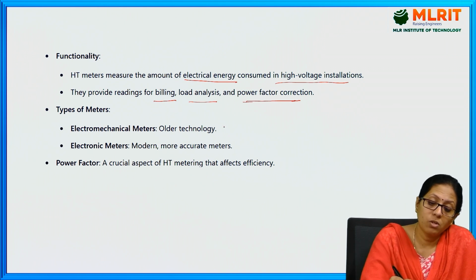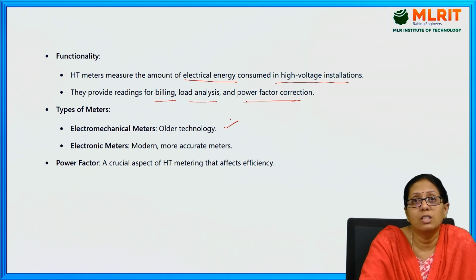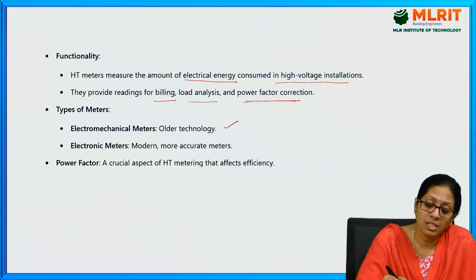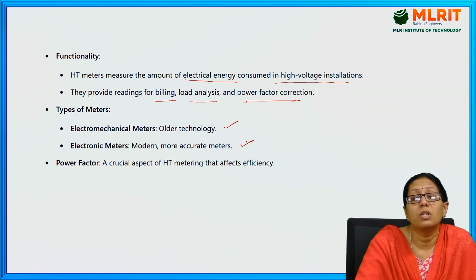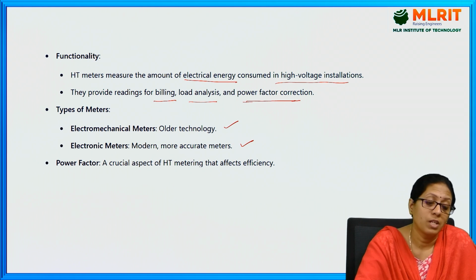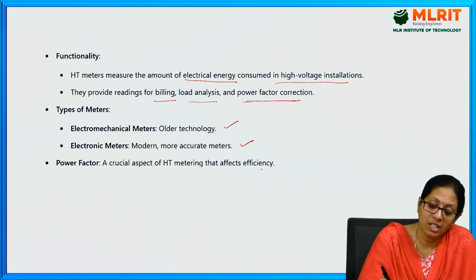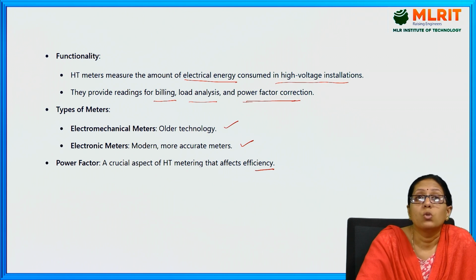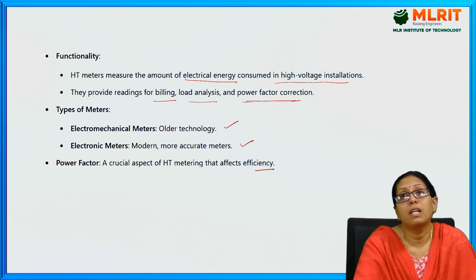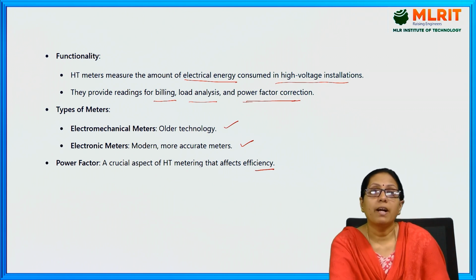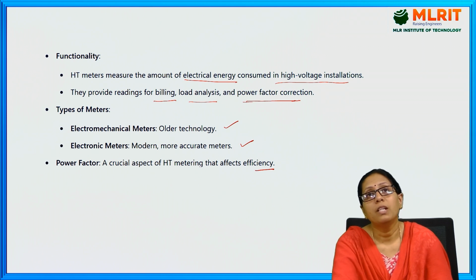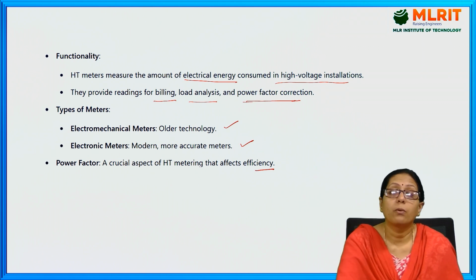The electromechanical meter was of older technology. Nowadays we are using this electronic meter, which is more accurate when compared to the older version. Next one is power factor. A crucial aspect of HT metering that affects efficiency is the power factor. So power factor should be maintained properly, and power factor correction also should be done at frequent intervals of time.